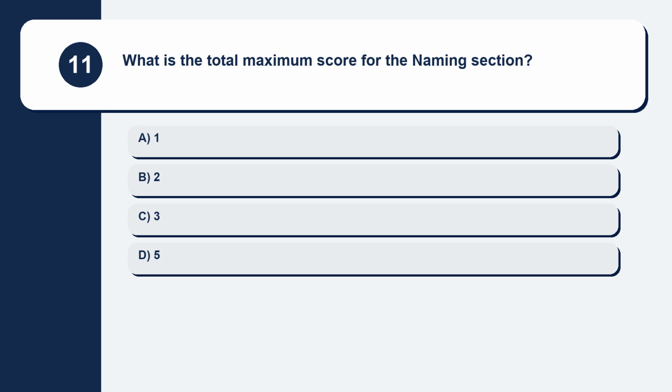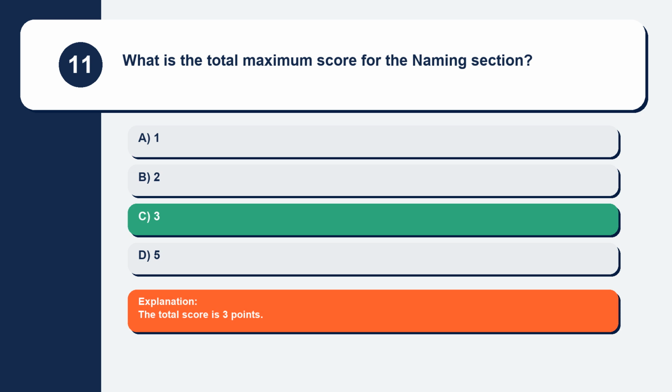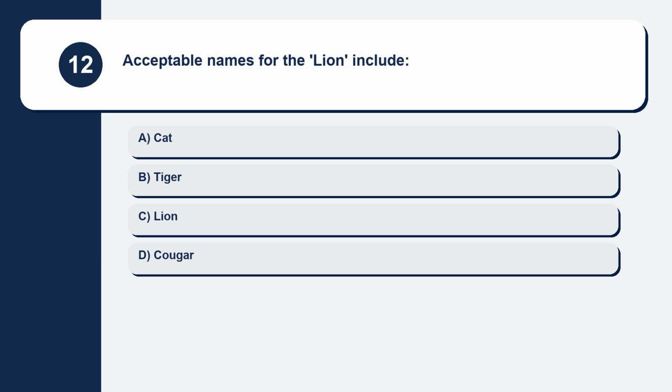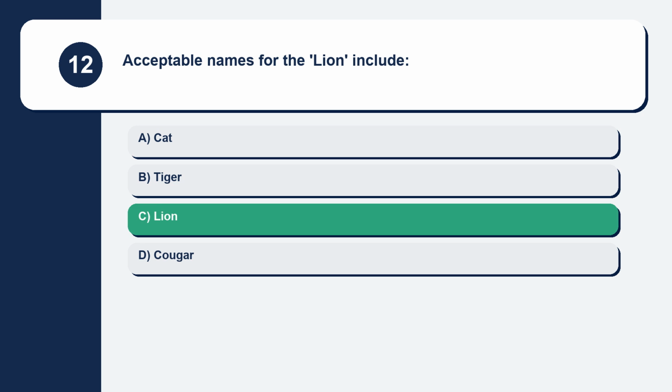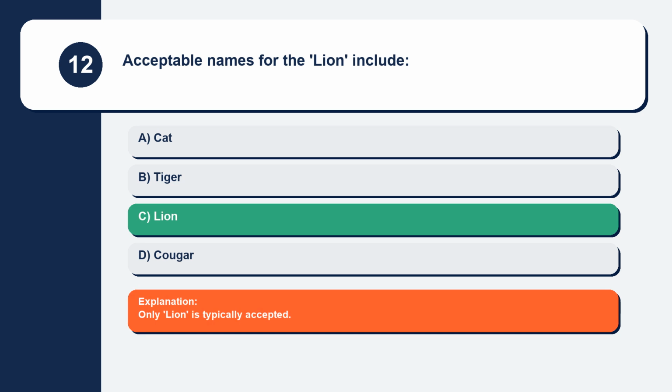Question 11. What is the total maximum score for the naming section? 1, 2, 3, 5. The total score is 3 points. Question 12. Acceptable names for the lion include cat, tiger, lion, cougar. Only lion is typically accepted.